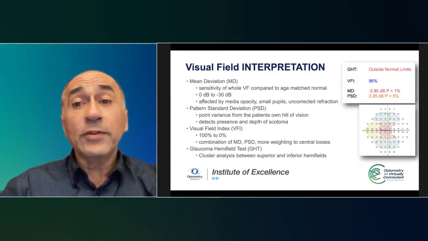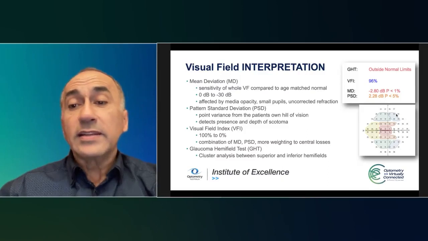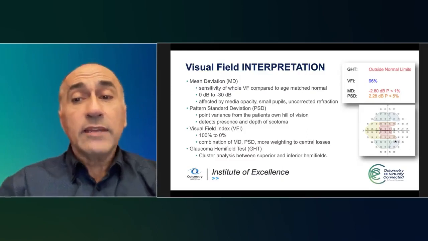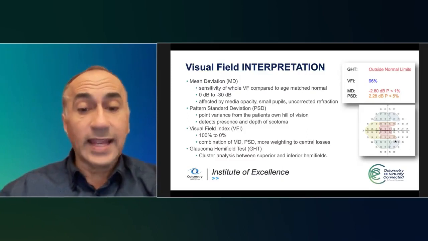The glaucoma hemifield test, as shown here outside of normal limits, compares clusters of points in one hemifield. So the average of those 3 points is compared to the average of the other 3. And then that cluster is compared to that cluster. The nasal step clusters are compared. The temporal clusters are compared. And if the averages are significantly different, the glaucoma hemifield test is flagged.